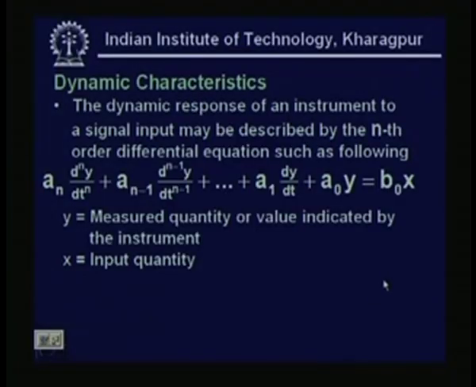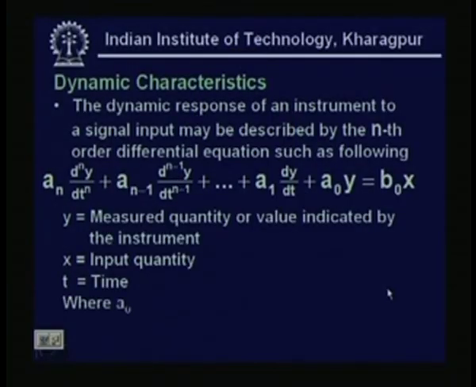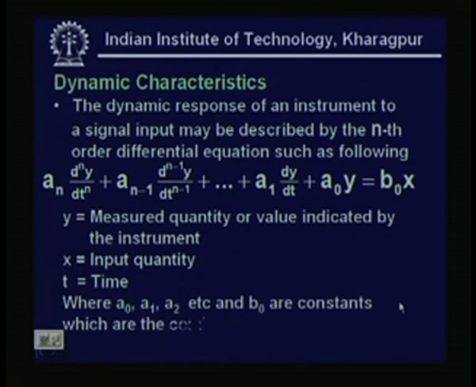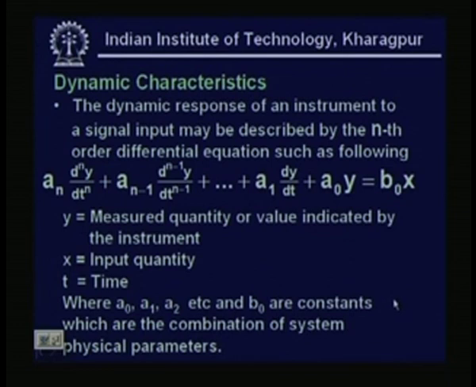For any measurement system or sensor, we want that whatever the x, y should show it without any time delay, without any phase lag. But this will not happen. You will see that there will be some lag and some delay in the system. t is the time, and a naught, a1, a2, up to an and b naught are constants which are combinations of the system physical parameters.